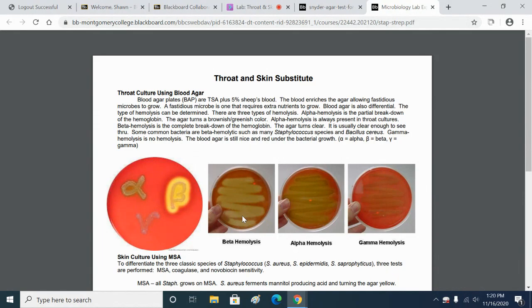And then gamma hemolysis is actually no hemolysis at all, but scientists like to give it a name, and so they call no hemolysis gamma hemolysis. And so the blood agar is unchanged. It's still nice and red underneath and around the bacteria.